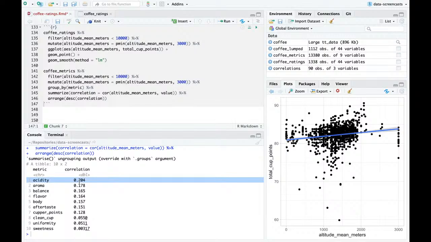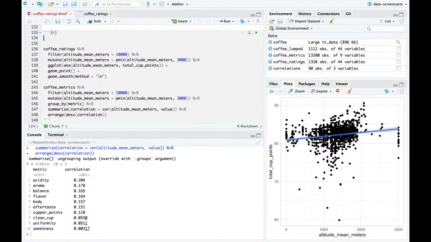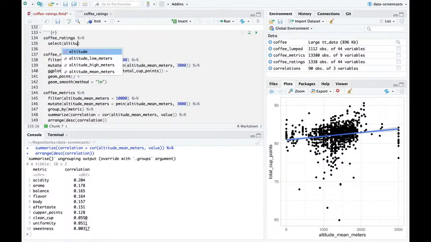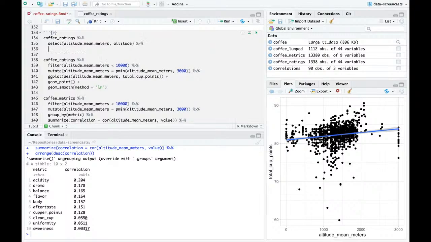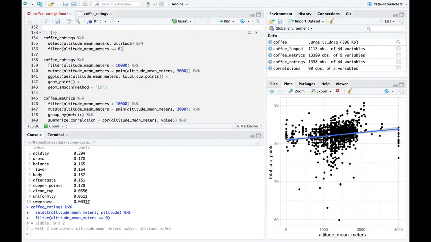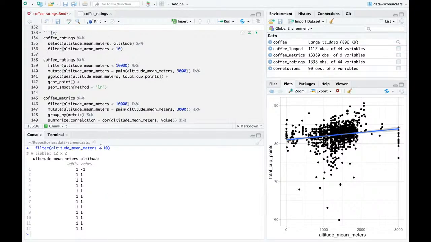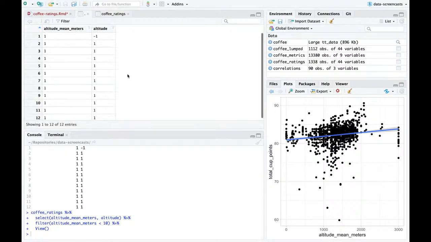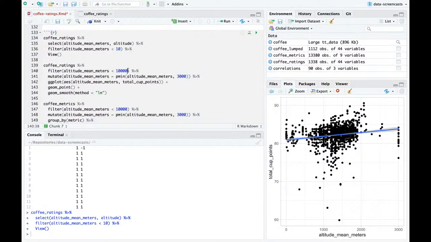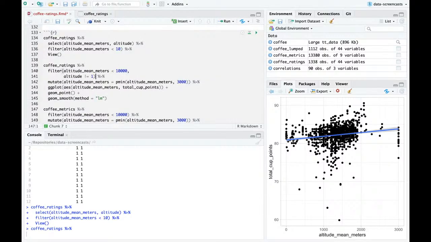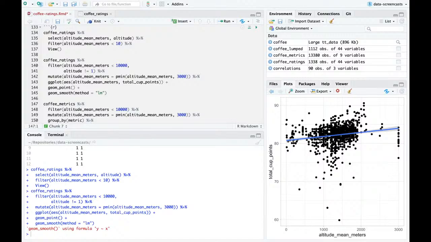altitude. Somebody suggested that we might have a bug in the zeros as well, if I said altitude mean meters, altitude filter, because coffee is generally not grown at sea level. Yeah, it looks like I have a lot of ones. 1, 1, 1, 1, 1, 1, 1, 1. I don't love those. So sure, I'm just going to remove the ones. 1 meter doesn't feel great.